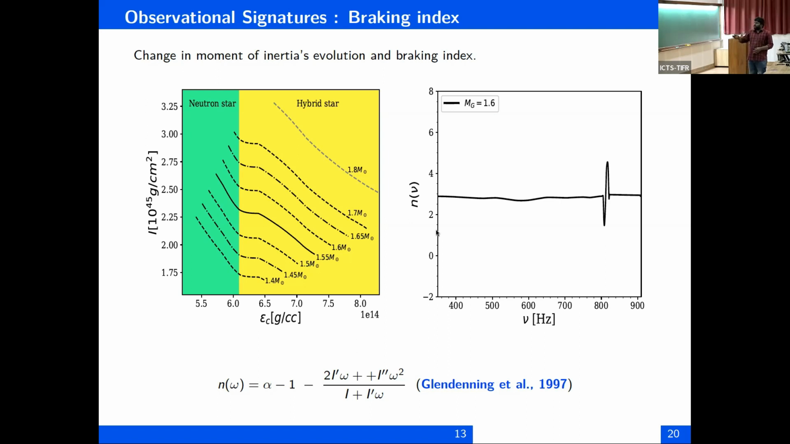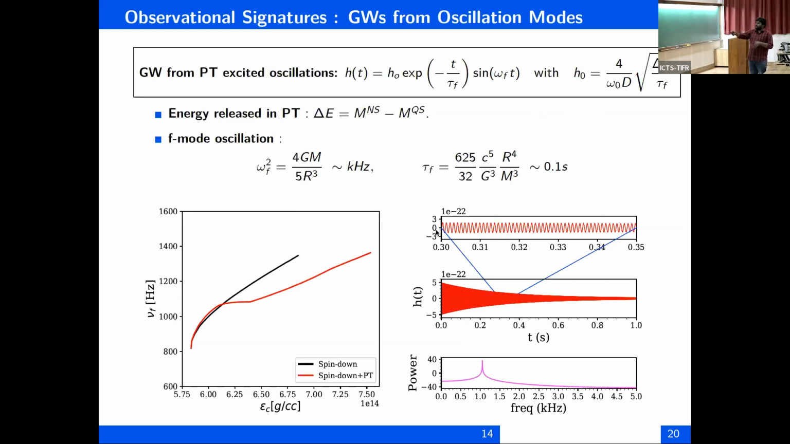And there is another way to observe it, which is from gravitational waves. This is the gravitational wave formula due to oscillation modes, where h0 is the amplitude. It depends upon the energy emitted, the oscillation mode's frequency, which is omega naught, and the damping time of the oscillation mode. For the F mode, the frequency and the damping time can be obtained by these formulas. It depends upon the mass and the radius.